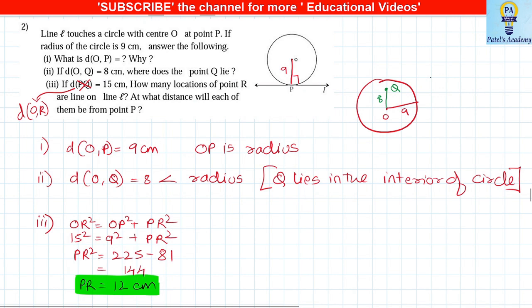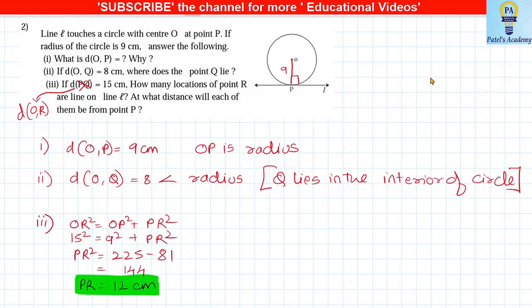Okay, a basic concept. Now the next thing, if distance OR is 15, see the figure, OR is 15. Now I took point R on the right side. Can I also have point R on the left side? Yes, I can have point R on either side. Let me remove R on the left hand side for understanding.